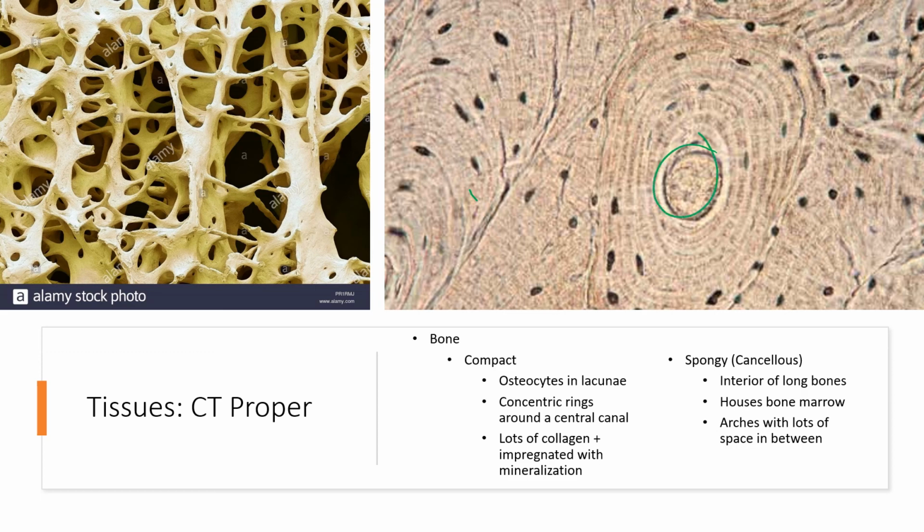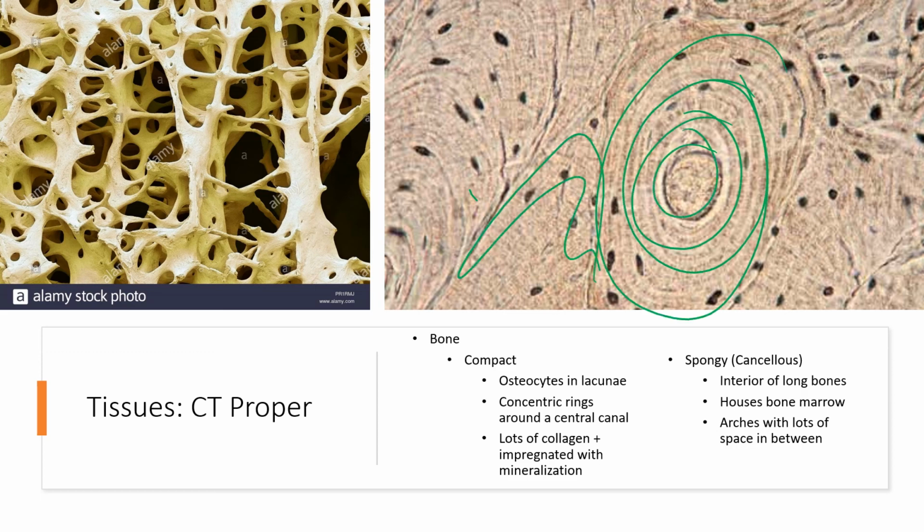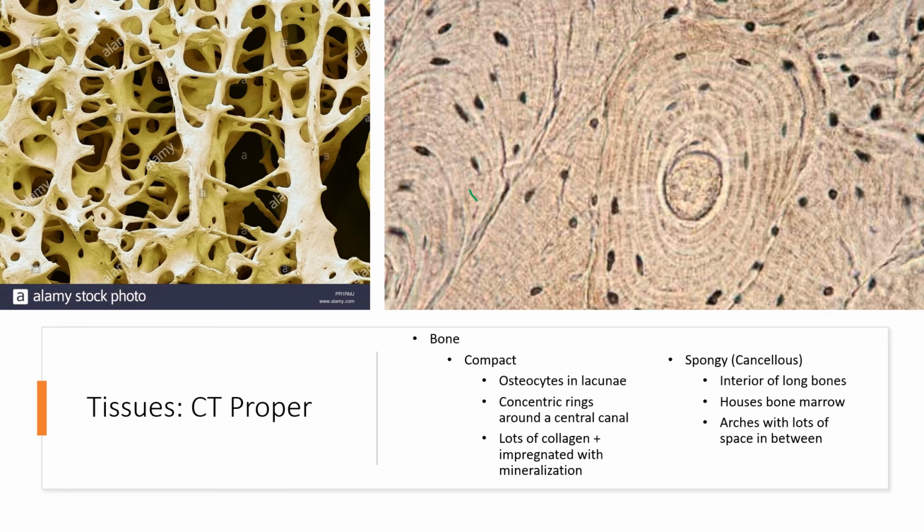But it takes on this concentric ring appearance around a central canal, and they're all nestled right up to each other. Way more often than not, the slide is stained in this sort of brownish color, but that's not a universal rule.